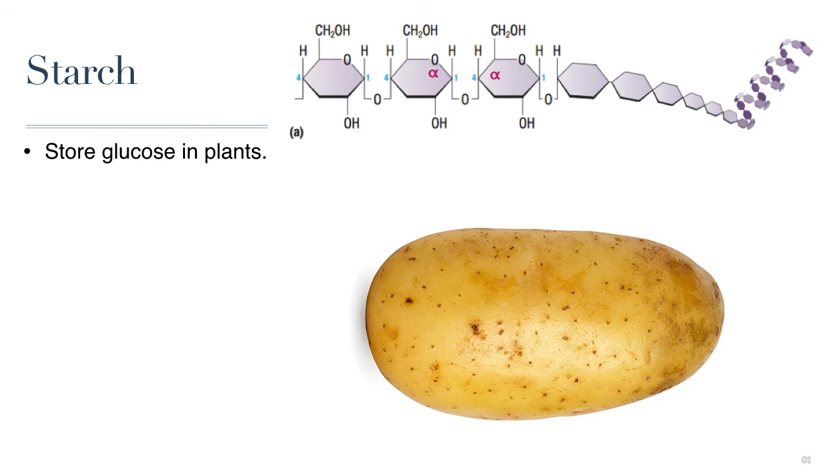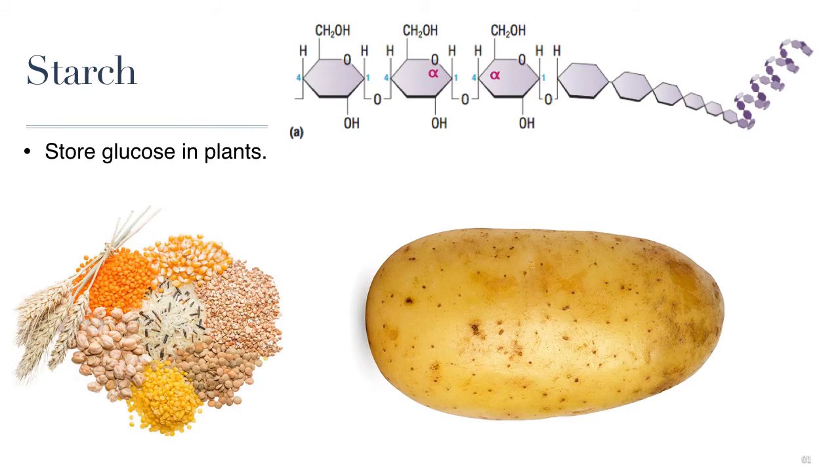For example, in this potato, that's a perfect example of a place where a plant might store a lot of that extra starch. Plants also store a lot of their starch in their seeds, and this is so that the starch can serve as food for their embryo. Most of our grain crops, like wheat, rice, or corn, are seeds, and they are great sources of starch.